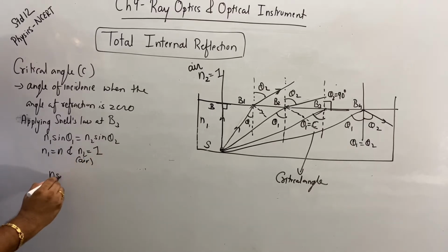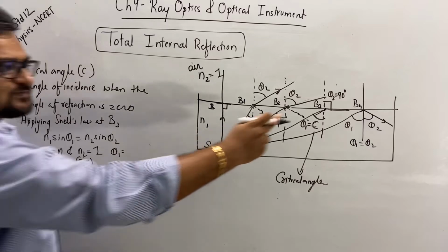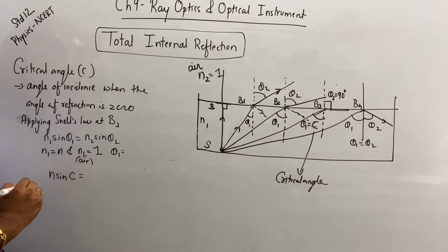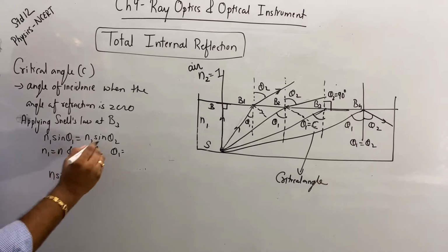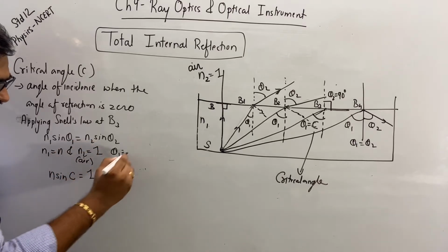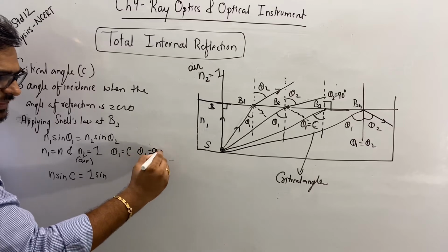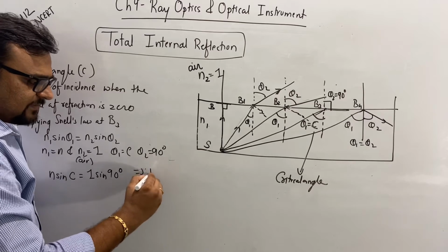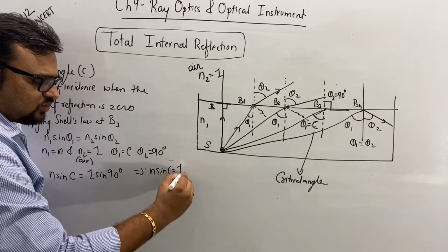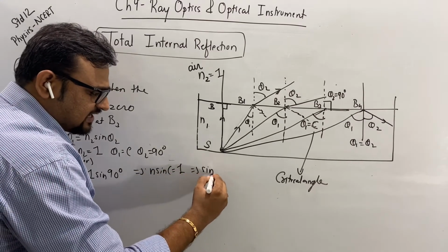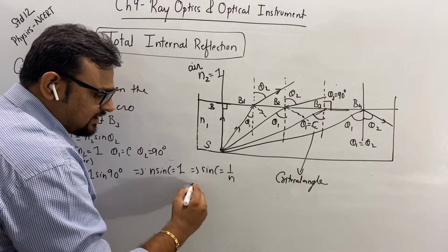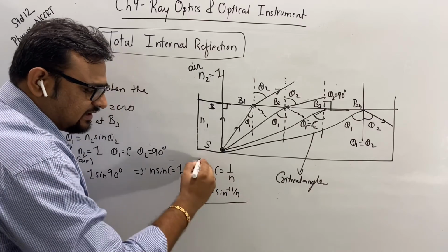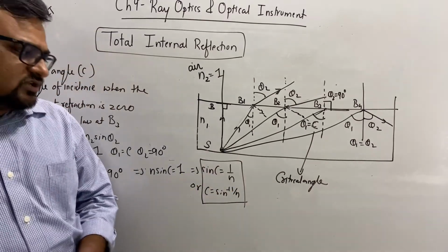So N sine, what is theta 1? At this place, it's C, critical angle. So N1 sine C will be equal to N2, which is 1, times sine of theta 2, which is 90 degree. The value of sine 90 is 1. That means n sine c equal to 1. That implies sine c is equal to 1 by n, or c equal to sine inverse 1 by n. Clear? So this is critical angle.